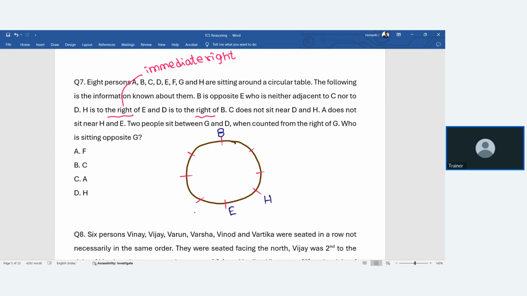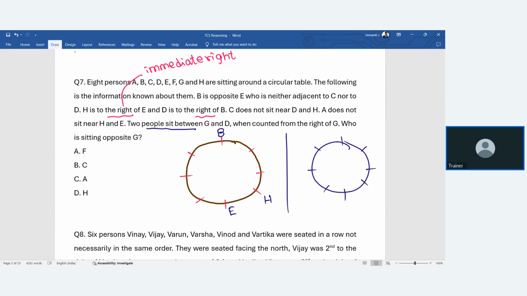Here C and D not possible. C does not sit near D and H, so C will not come here. A does not sit near E and H. Now we have to try two things, regarding two people between G and D. There are two possibilities. I'll show you both, where one will fit and one may not fit.